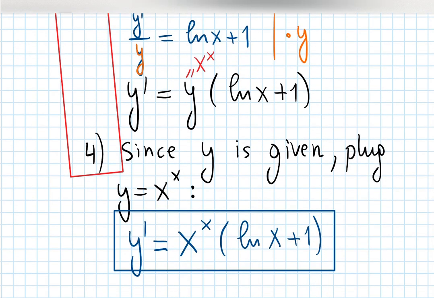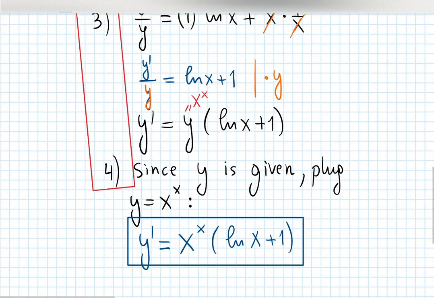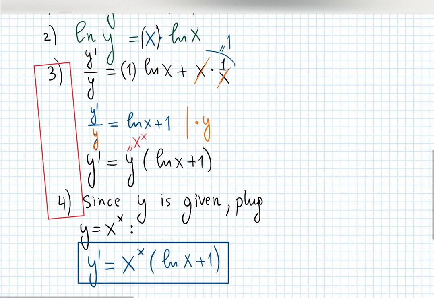So how fast is the x to the x function? It is x to the x times log plus 1 fast. Very interesting. And when you use logarithmic differentiation, the same function will pop out all the time. Questions? What do you think? Is it different if you use implicit here?